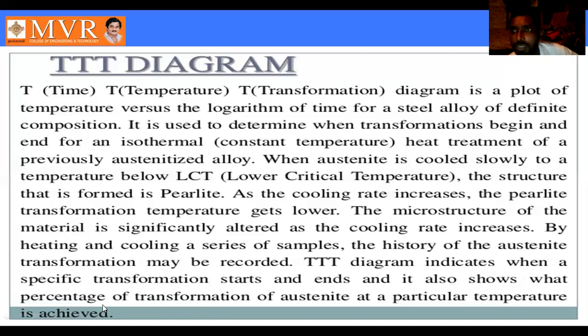So when a specific transformation is starting, it shows the percentage of transformation of austenite to pearlite at a particular temperature. When the transformation begins, we can see 0% pearlite. When the transformation is ending, we can see 100% change in the microstructure. So that is totally pearlite we can see here. It is one of the explanations.